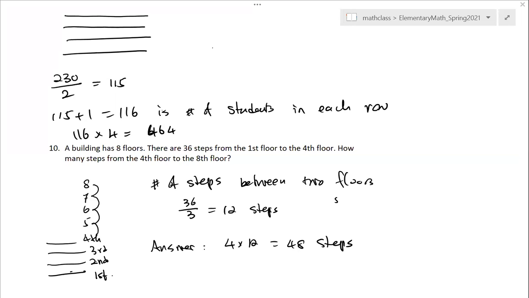See, if you draw the picture, from first to the fourth, it's only 3 gaps there. Okay, but from fourth to the eighth, actually there will be 4 gaps. This is a pretty tricky problem, right? It's not easy to get it. But you have to draw the picture. If you try to skip a step, and you did not draw the picture completely, you will make mistakes, right?